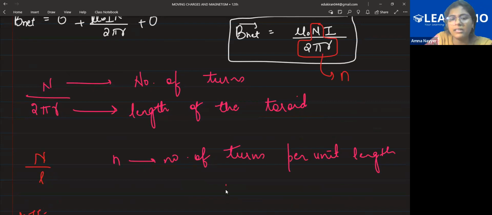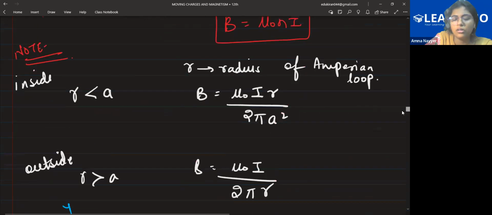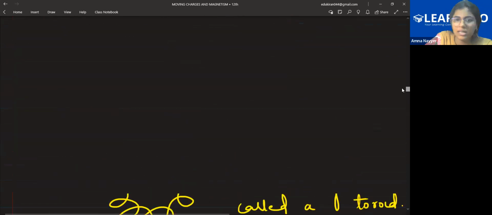So its formula is still B is equal to mu naught n I, for both solenoid and toroid. It's just that the two meanings are different for a solenoid and for a toroid. This I'll tell you later. First, write it down.